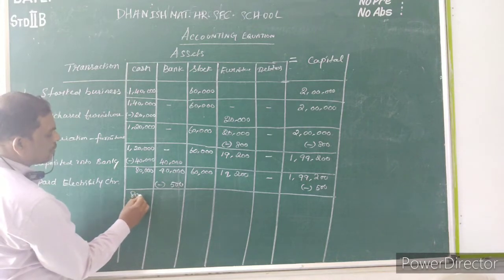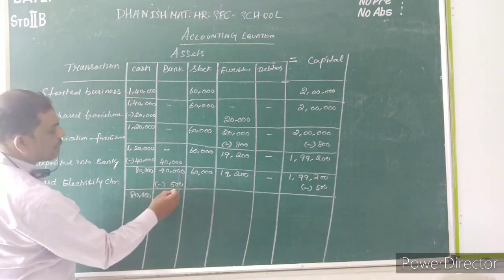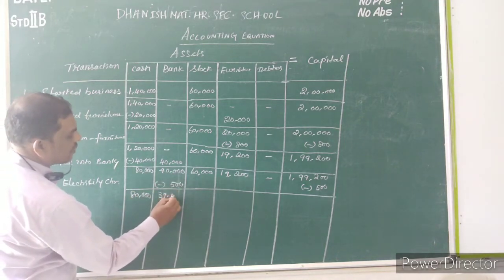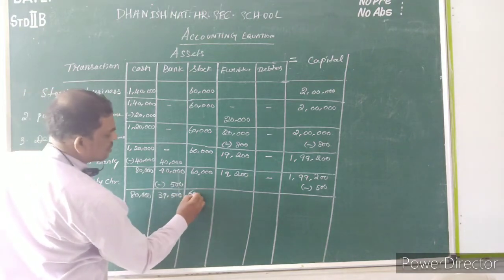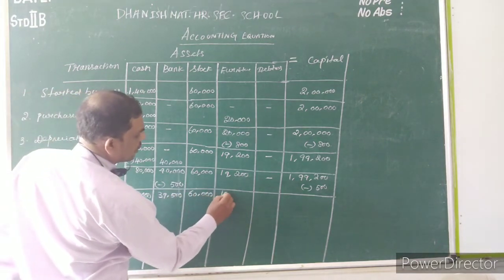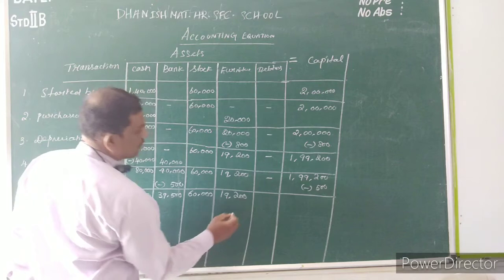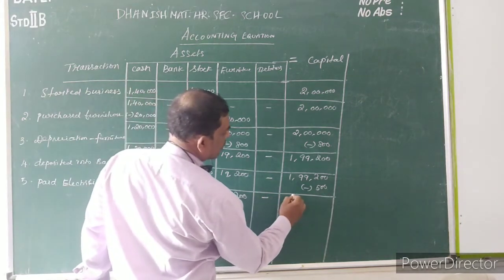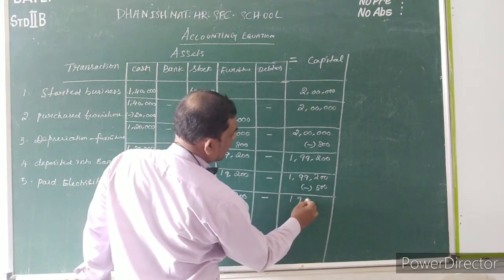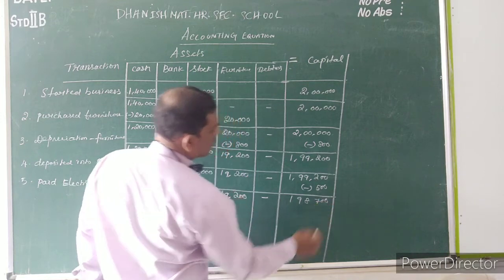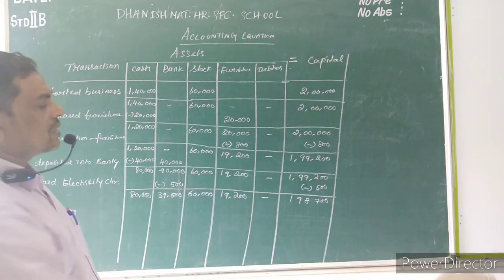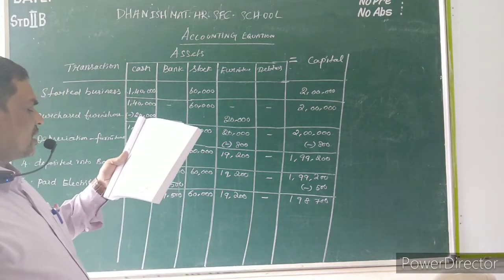Now here the balance is 80,000. 40 minus 39,500. Here 60,000. Here 19,200. Here nil. Here 1,98,700. 1,98,700. What is the next journal entry?